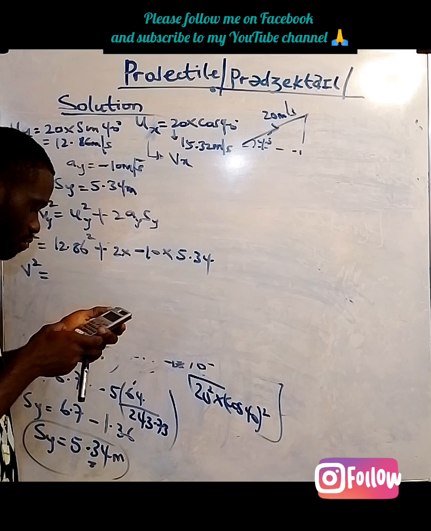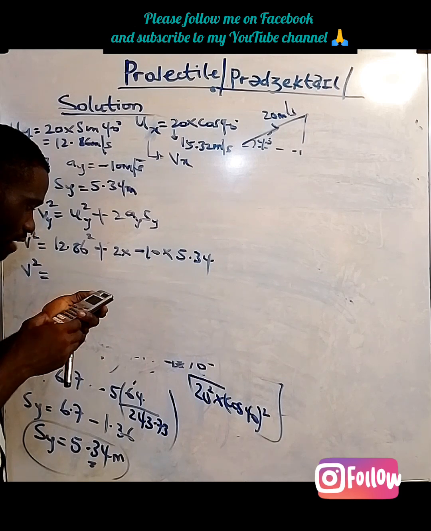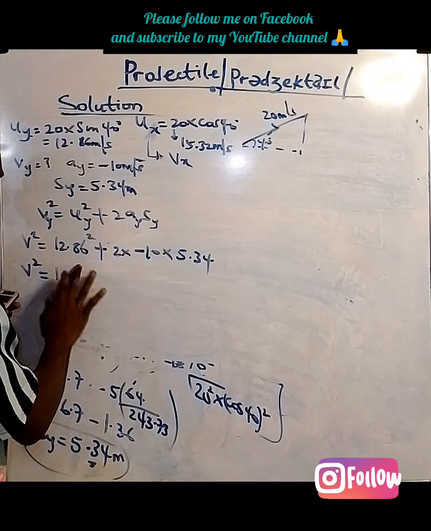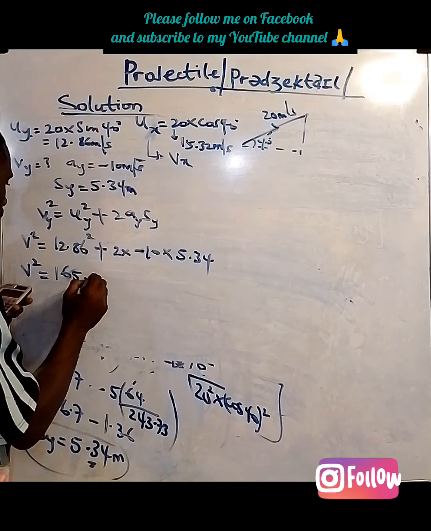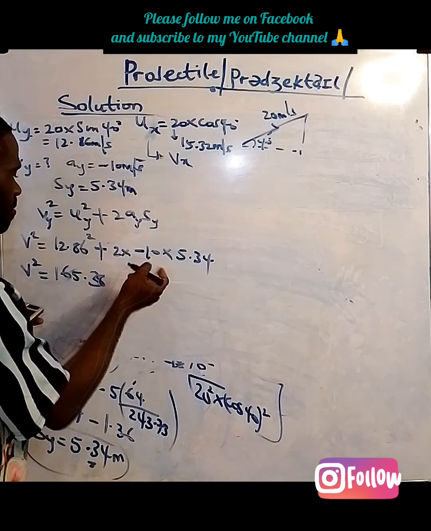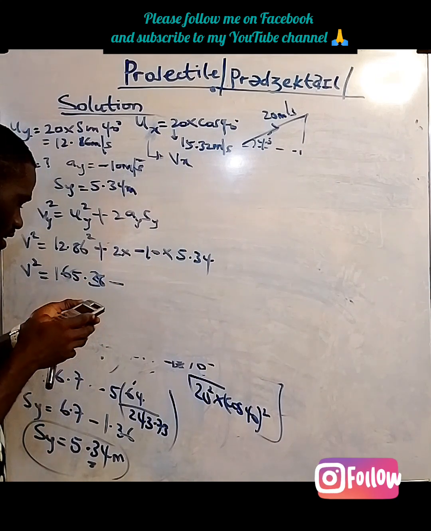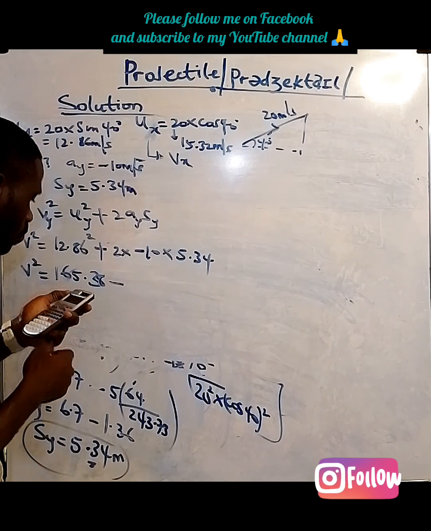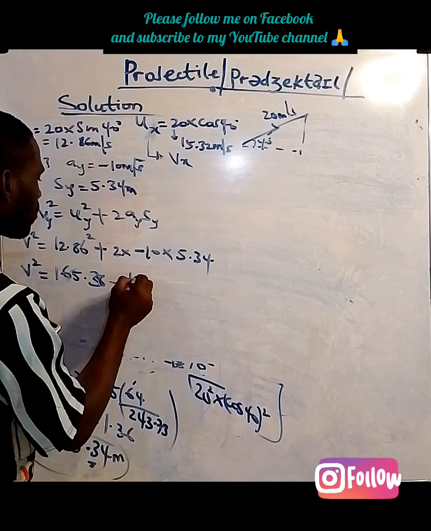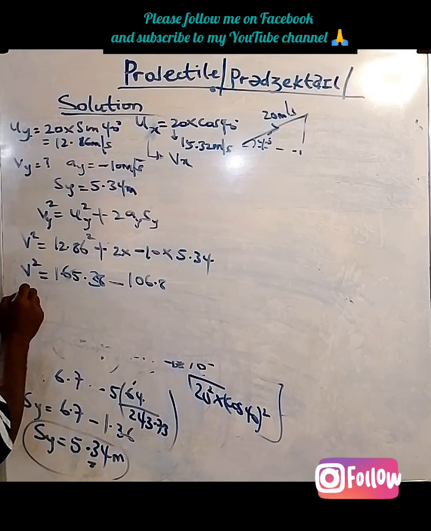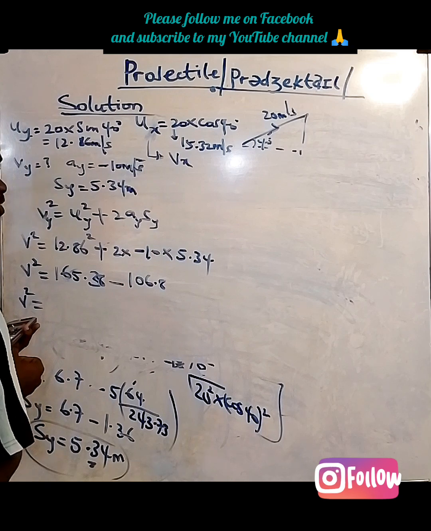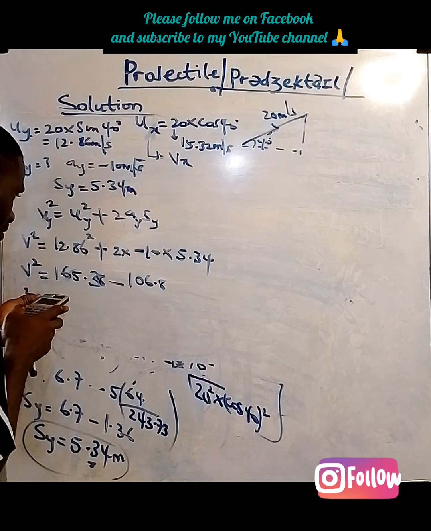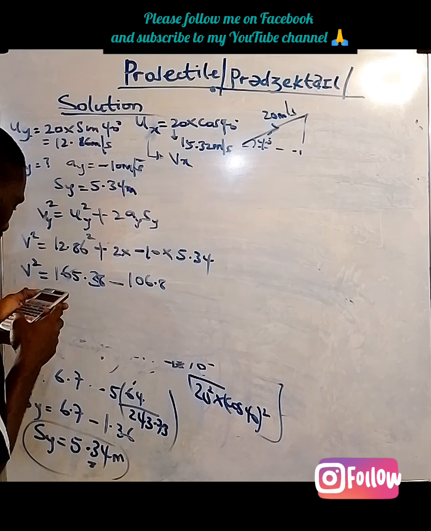12.86 raised to the power 2 is 165.38. Then this plus and minus. So 2 times 10 times 5.34 will give us 106.8. So what do we have? 165.38 minus 106.8.